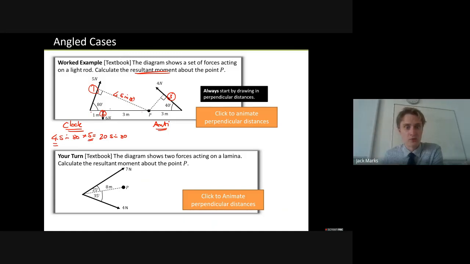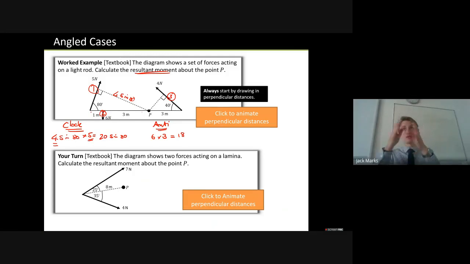2 is to the left and down. That's anti-clockwise. So that's 6 times 3. There's nothing else to do on that one. It's 18. You may have spotted kind of a shortcut here about when it's clockwise and when it's anti-clockwise. If so, great. If not, don't worry. We'll talk about that later.